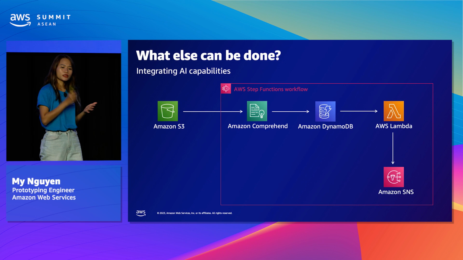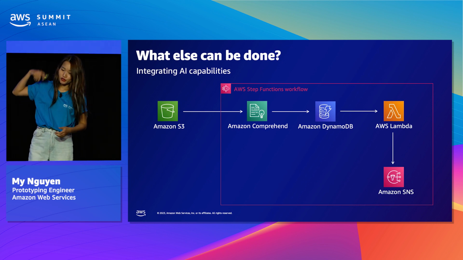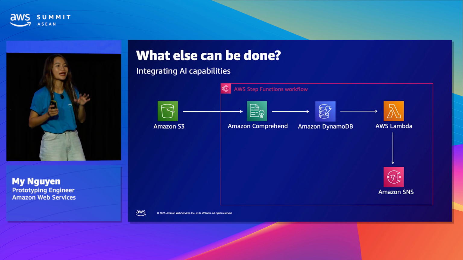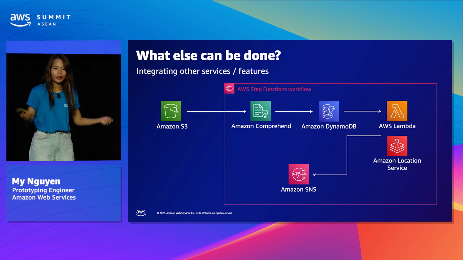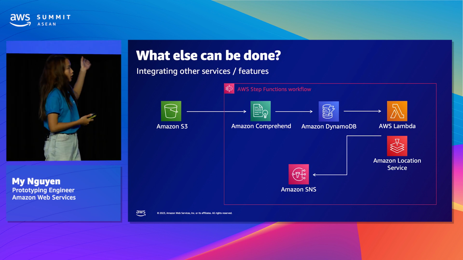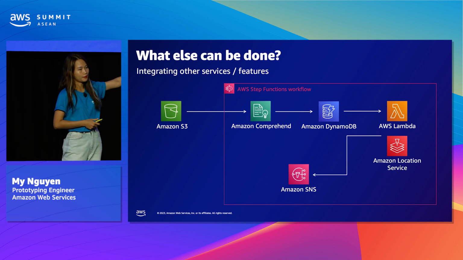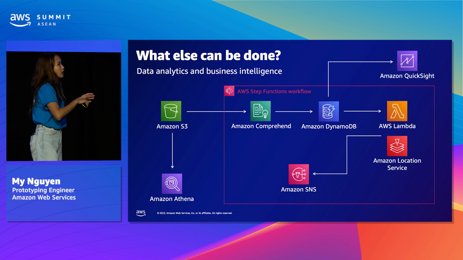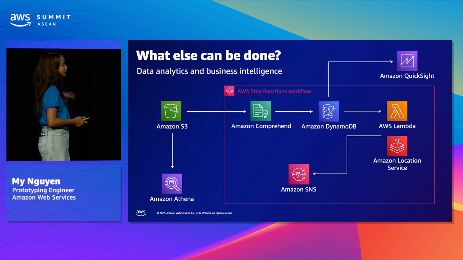So to expand a little more on the modular nature of the application, now you've seen how it's constructed. Hopefully you can see that it's very easy to just add more modules into the whole workflow pipeline using other serverless services like Comprehend, or add another external API call with Amazon Location Service, or from the saved data, do data analytics or business intelligence with something like QuickSight or Athena.